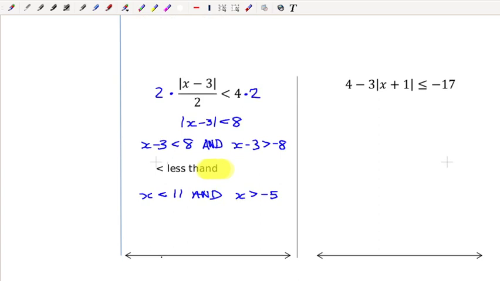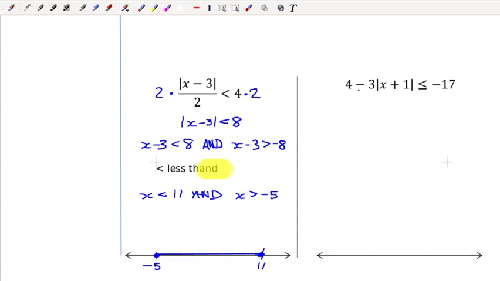So we're going to go all the way from x is greater than negative 5, the smallest number here, all the way up to 11, and we are everything in between those two, greater than negative 5 and less than 11. That's going to be my solution. Nice solid circles at both ends, in addition to my little dash.